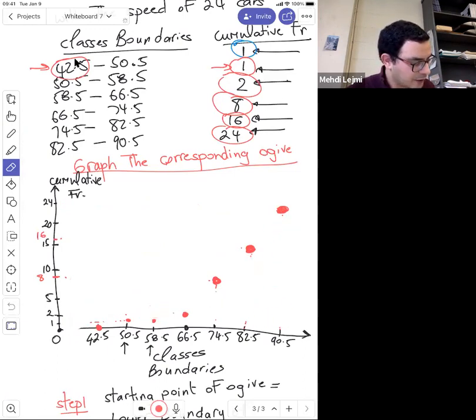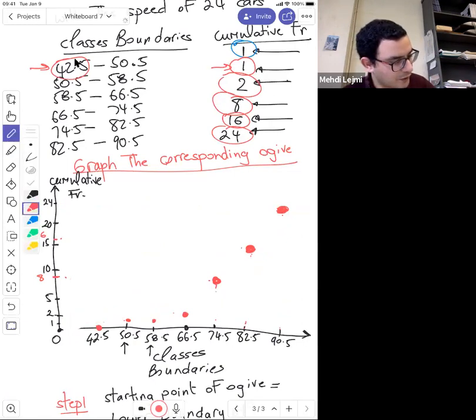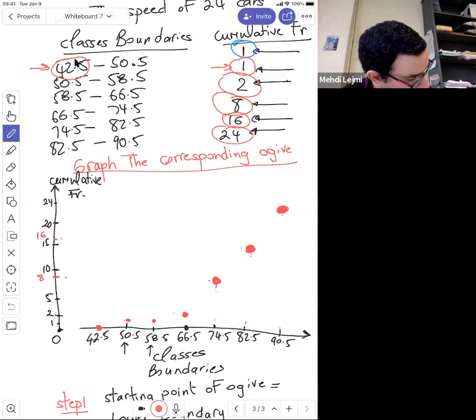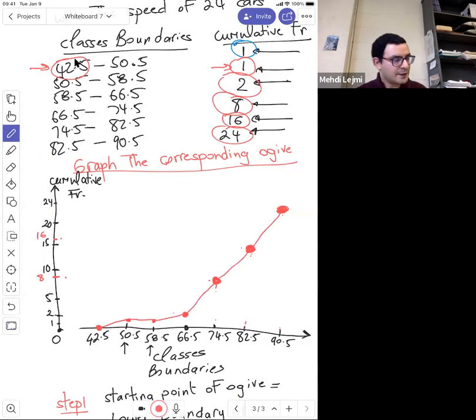So now we need to connect. You need to connect all these points, right? So I'm gonna join. Next point will be here, next point here, here, and then I'm gonna join this one here, etc. Okay, so this is the ogive of my example. That represents the cumulative frequency of my classes.